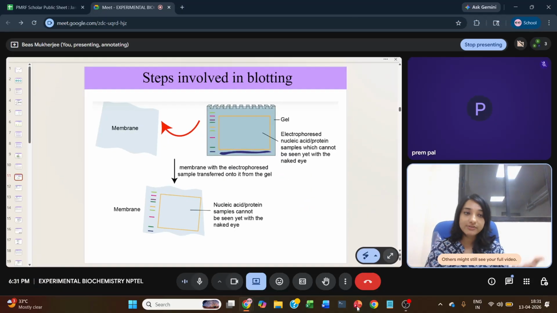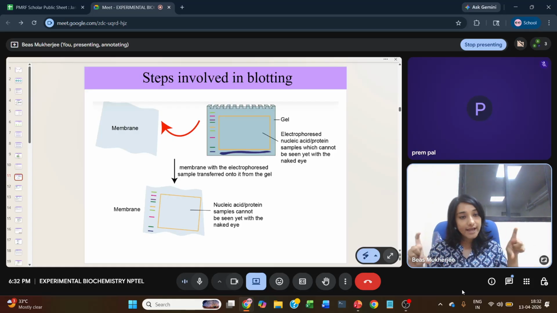Okay, so after that what happens is, we go back to the blotting technique, right? So we have transferred it onto the membrane. Now what? Now the membrane with the electrophoresed sample onto it is transferred from the gel, right? So this is the actual blotting event that happens.